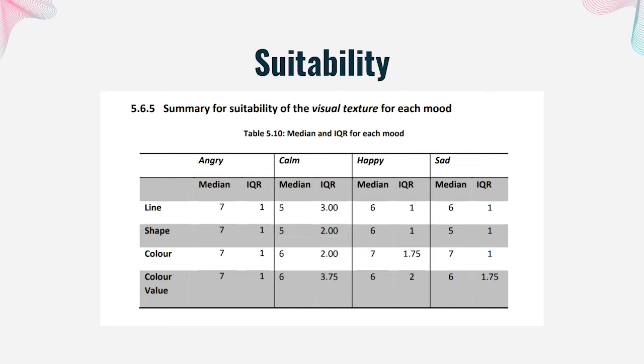However, the IQR for calm mood is slightly bigger, which indicates that participant opinions might be divided. This suggests that half of the participants might think that the visual texture for calm mood is suitable and the rest think it is not. Based on the result in the table, the selection of lines and color value is the cause of the confusion.